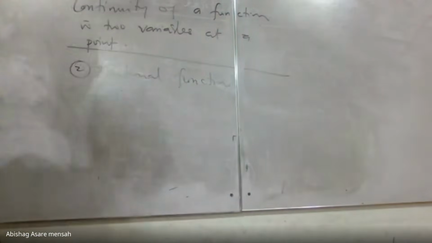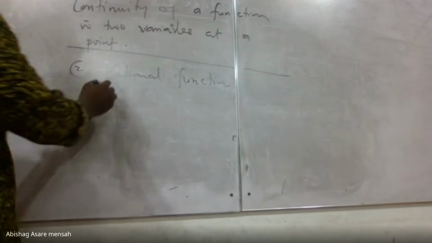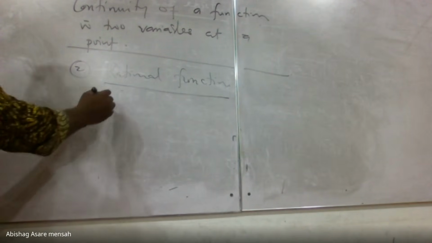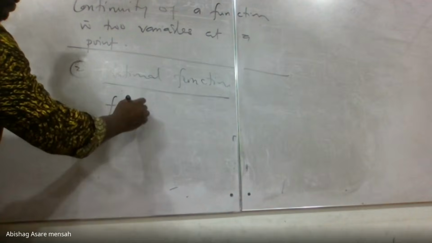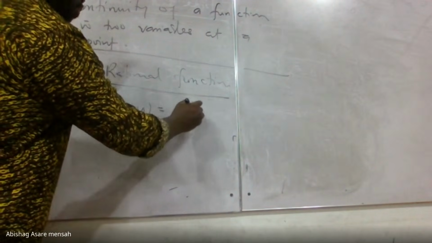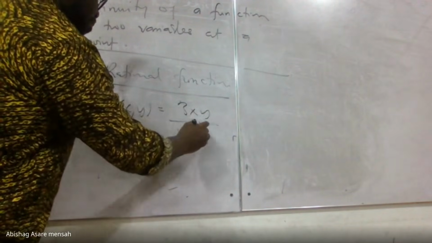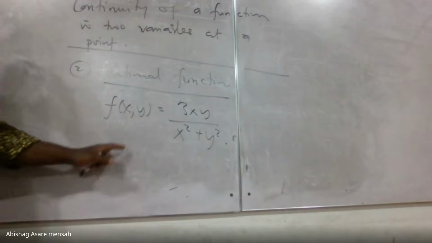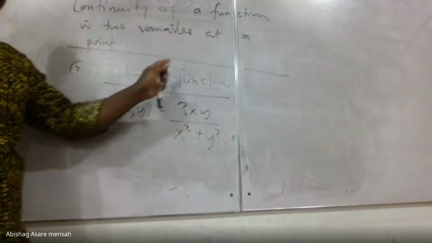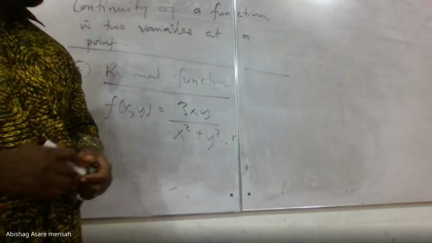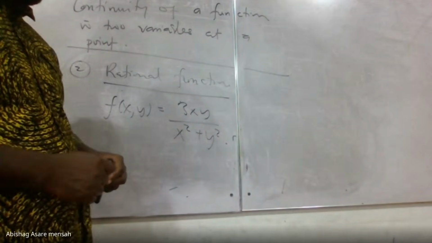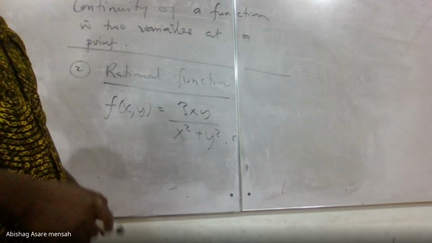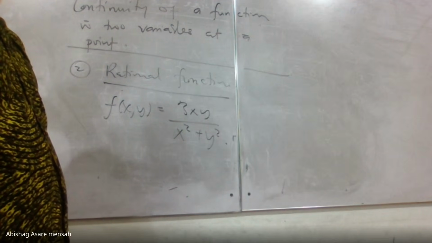Now let's go to if the function is in rational form. An example is f of x, y equals 3xy over x squared plus y squared. Now, if it's in this form, the form of a fraction, we are asked to find the point where this function is continuous.